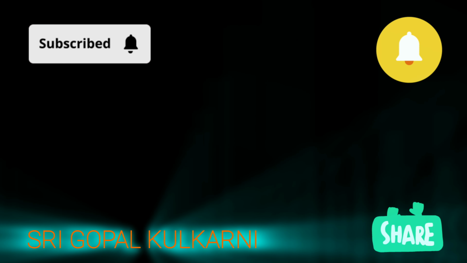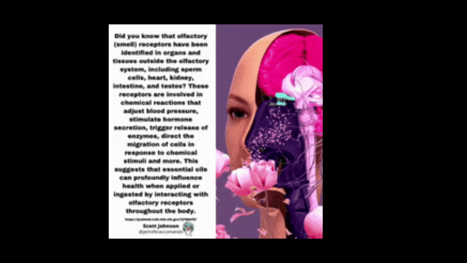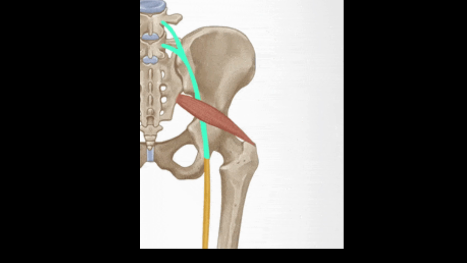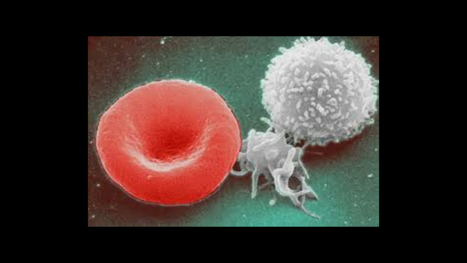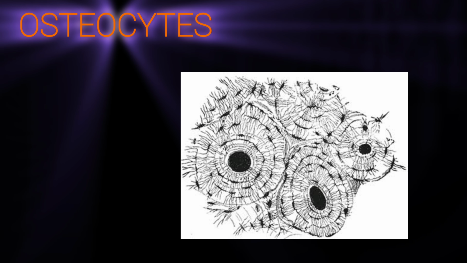Blood is a fluid connective tissue, whereas bone is a hard and non-flexible tissue. Blood connects different parts of the body, whereas bone gives support and shape to the body. Blood has cells like RBC, WBC, platelets, whereas bone has osteocytes.